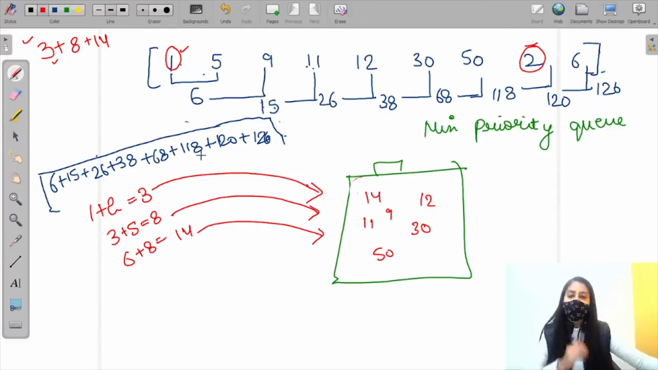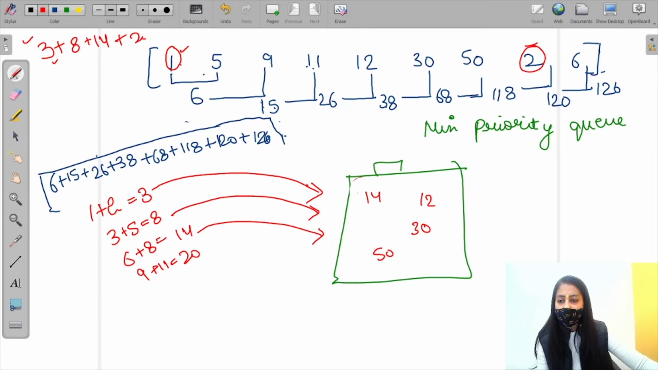Now again I will choose the two minimum elements. Now the two minimum are 9 and 11. So 9 and 11 make 20. So I will remove 9 and 11. The sticks of length 9 and 11 are combined, and the cost of combining is added to my total cost, right? So 20 is added to my queue, right?